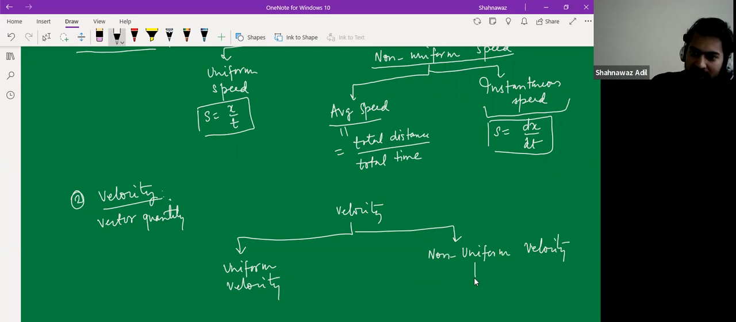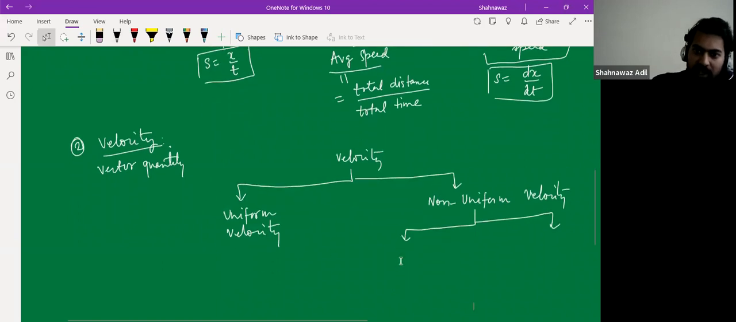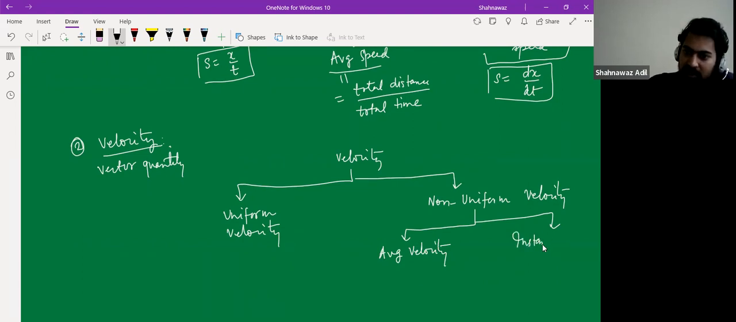And this again has two types: one is the average velocity, and the other is the instantaneous velocity, right? So this is the total displacement.